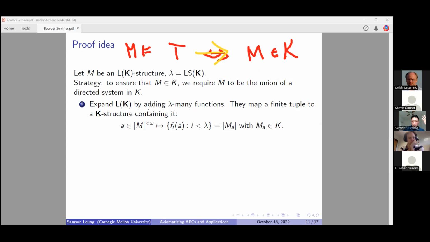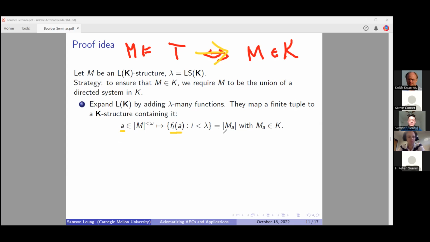Remember, we're talking about PC classes, so we're going to expand to a bigger language first. The way I do it is the same as Shelah's presentation theorem. We add LS(K) many functions. Let's call them F_i here. And how do the function symbols work? If you're given a finite tuple a, let's say a is a singleton for convenience, and then we have lambda many functions. If you take all the possible images F_i(a), where i is changing, then you get a subset of size lambda.